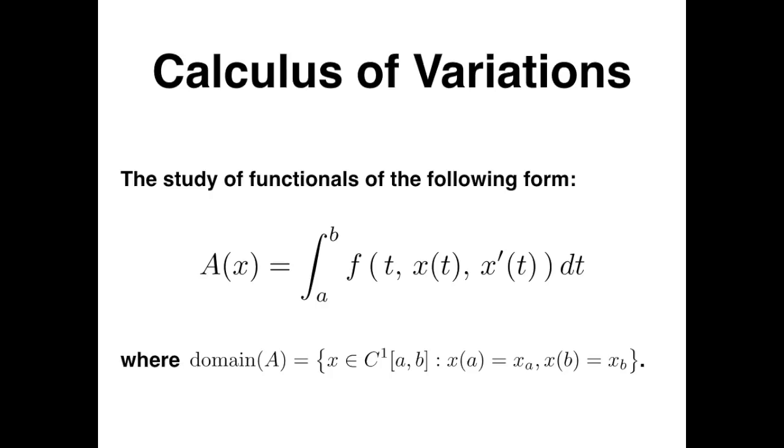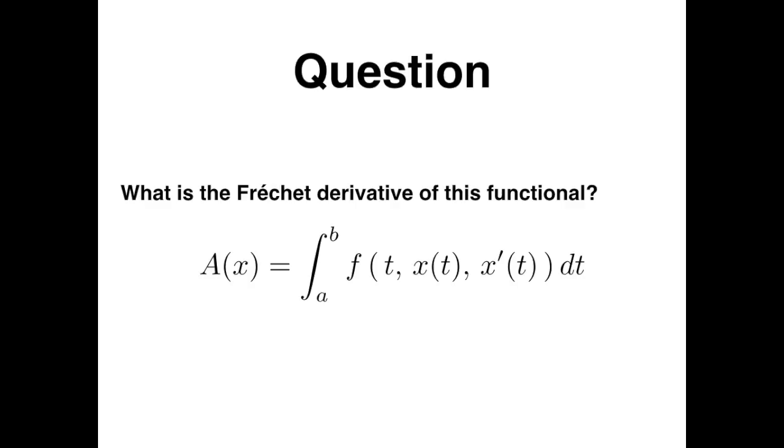The calculus of variations is the study of functionals of a specific form. Shown here, A of x is equal to the integral from a to b of f of t, x of t, x prime of t, dt, where x is in the domain of A specified here. In particular, x has to be differentiable, defined on the interval from a to b, and the endpoints of x have to be x of a and x of b. And so a question is, what is the Frechet derivative of this functional?